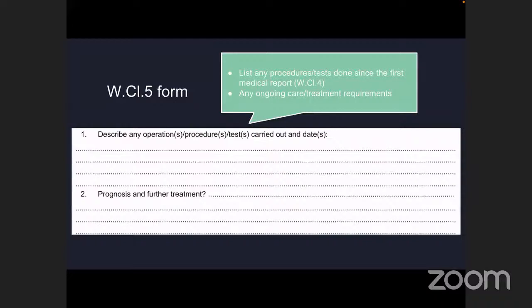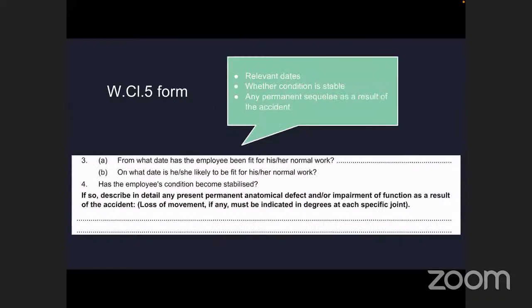So you've got a space to list any operations or procedures done. You can list whatever investigations you've carried out and what the prognosis is like and any further treatment required. And these just require dates of return to work, or whether the employee will not be able to return to work anytime soon.